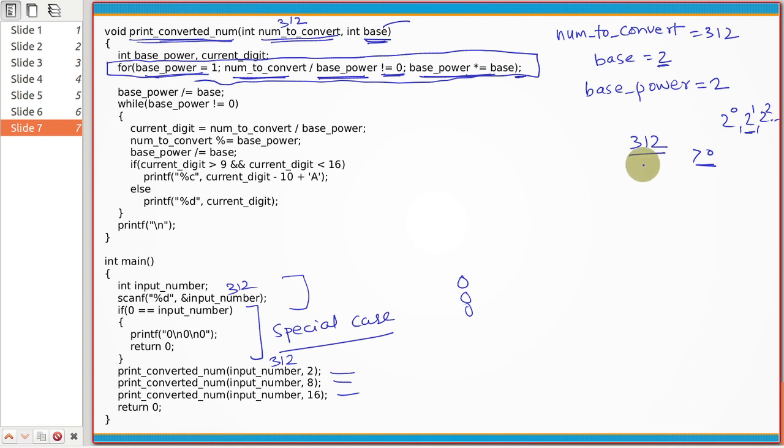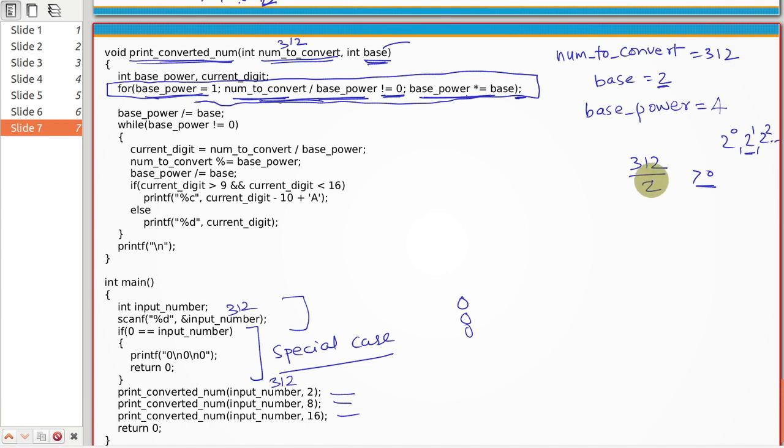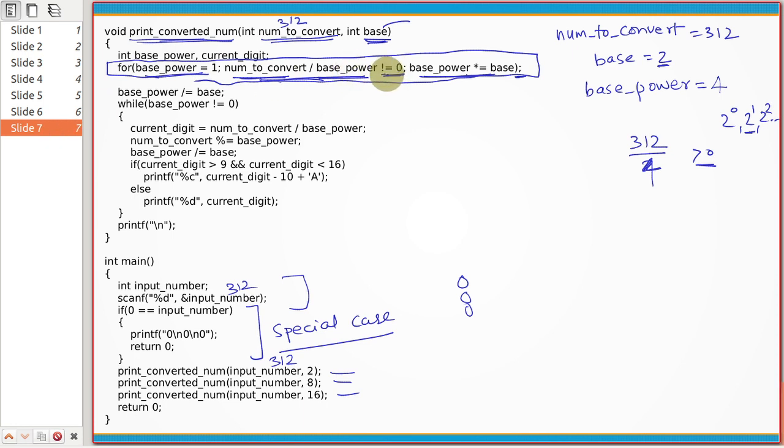Now we try the condition again. The condition is number to convert, which is 312, divided by base power, which is 2. This is still greater than 0. Then we change the base power to base power into 2. Initially it was 2 raised to 1. When we multiply it by 2, it will become 2 raised to 2, which is nothing but 4. Then we check if dividing by 4 will result in a number greater than 0. Then we multiply base power by 2 again. It was 2 raised to 2, now it will become 2 raised to 3 and it will become 8. Then again with this condition we check if 312 divided by it is greater than 0.